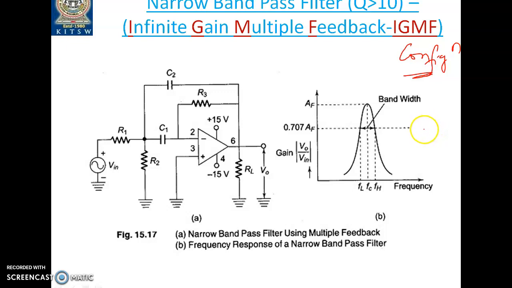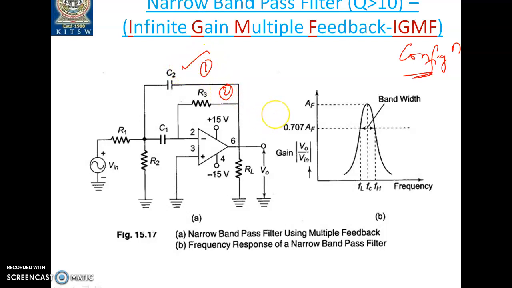You will get a very high gain practically, and you take multiple feedback into consideration. So this is the circuit diagram, where you can see how many feedbacks there are. Two feedbacks, feedback 1 and feedback 2.